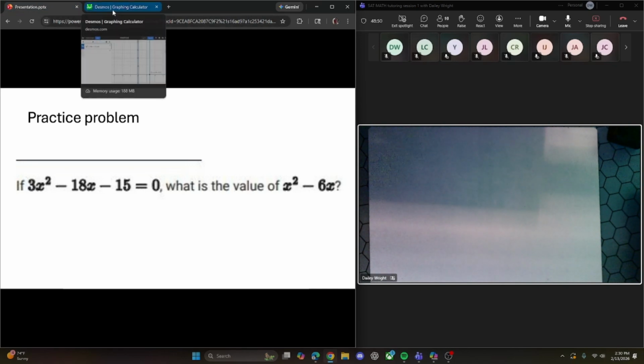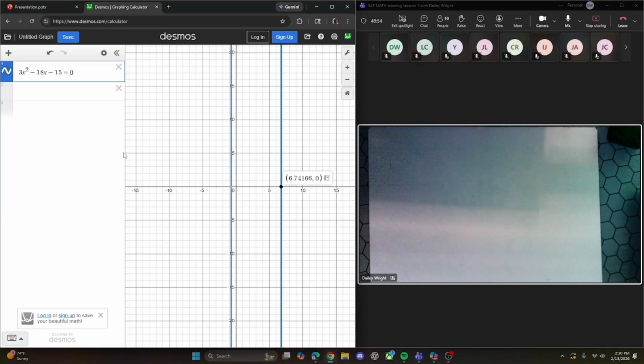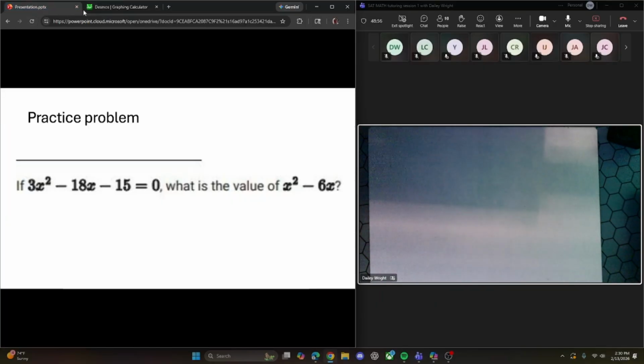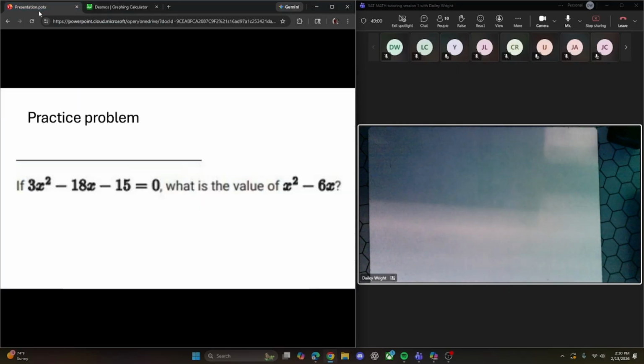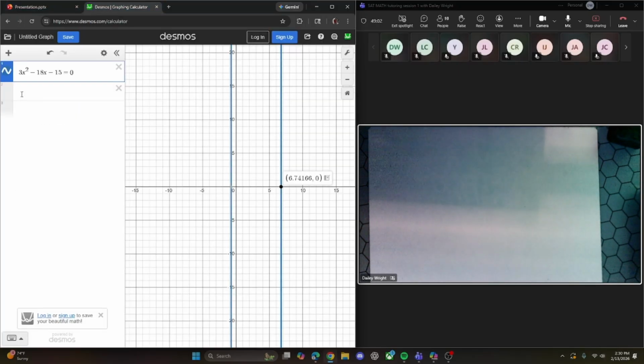Yes, I did. Sometimes questions on the SAT will come out with crazy numbers like this, so you just have to roll with it. So you have x squared minus 6x. I always just put parentheses around what I know I'm going to plug into. So this would be x squared minus 6x. x equals 6.74166.